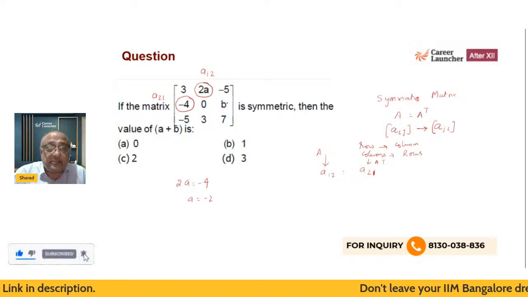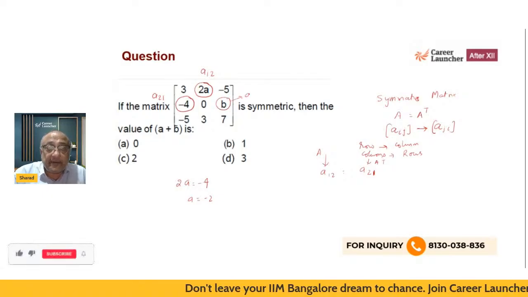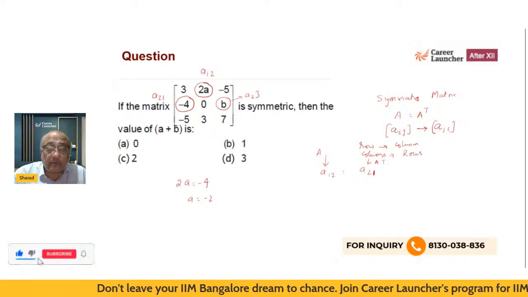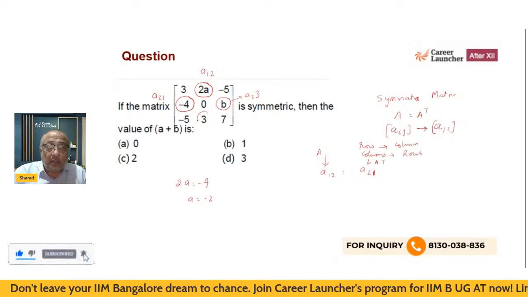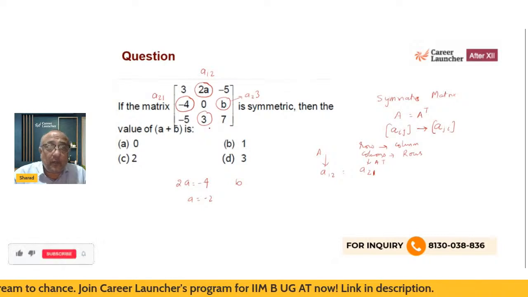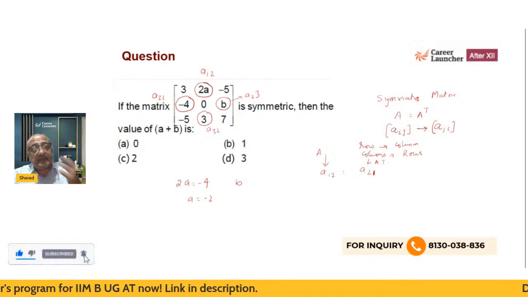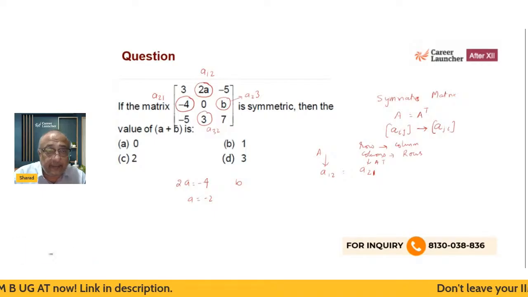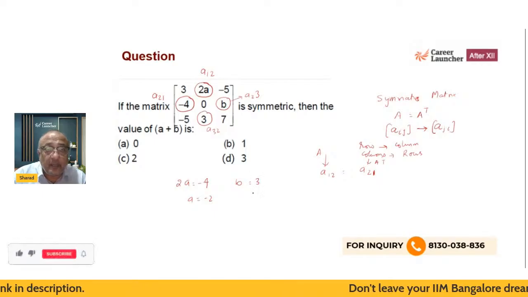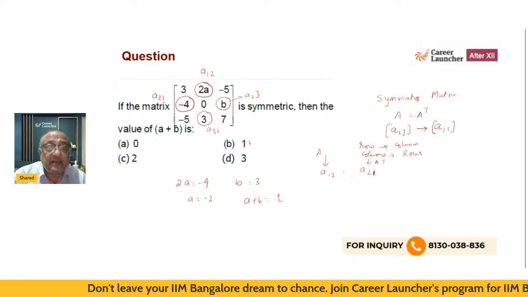And similarly, let's take B. B is what kind of element? It is second row, third column. So of course it will be equal to third row, second column. So B is equal to this element, because when it gets transposed, the equality remains. So B is equal to 3. So A plus B is nothing but minus 2 plus 3, which is equal to 1.